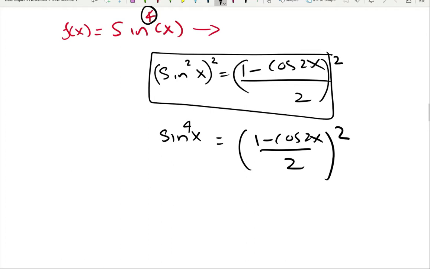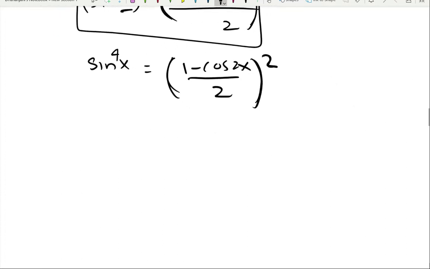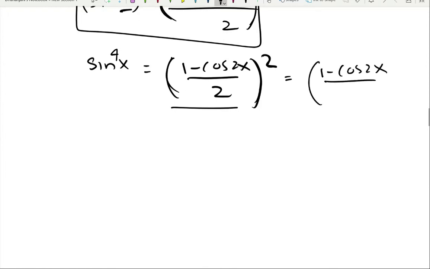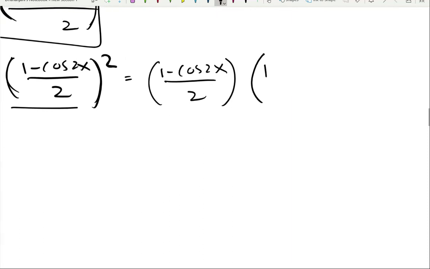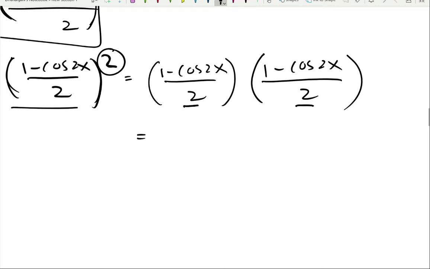Understand that correctly. Now you can't write this as 1 minus cosine to the power 4 of x. That's wrong, okay? The power cannot change. You can't play with the power like that. If you have sine to the power 4, it has to be everything to the power square. Only your angle value can be doubled. Alright, so now how can we change this one? Well, this is 1 minus cosine 2x over 2 times 1 minus cosine 2x over 2, right? That is the meaning of this square. You multiply it by itself. So now the denominator, 2 times 2, is 4.